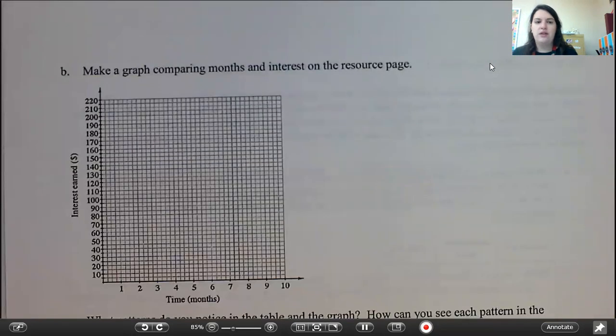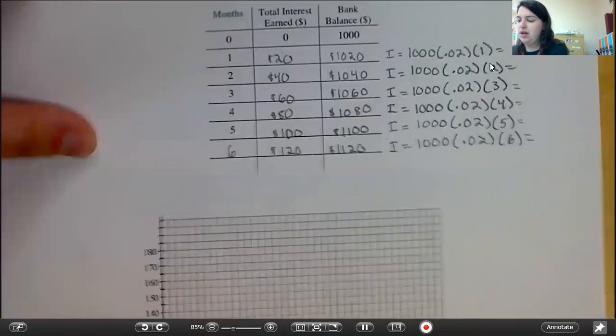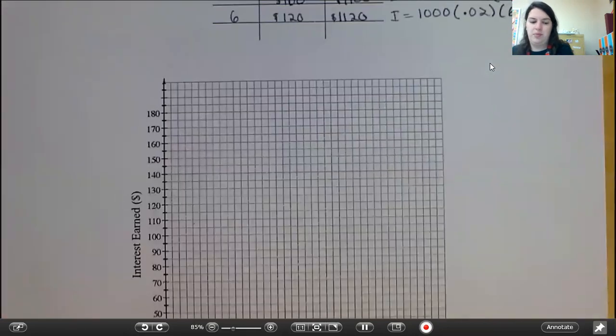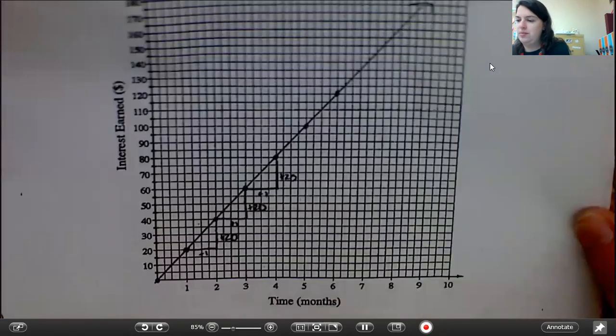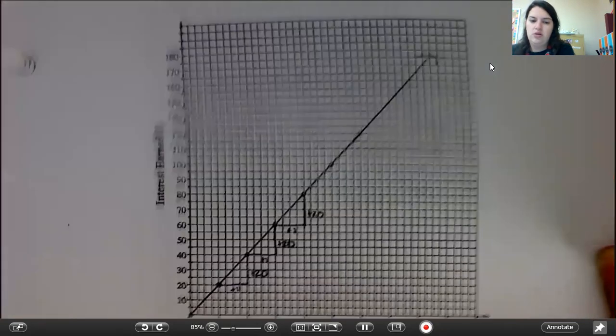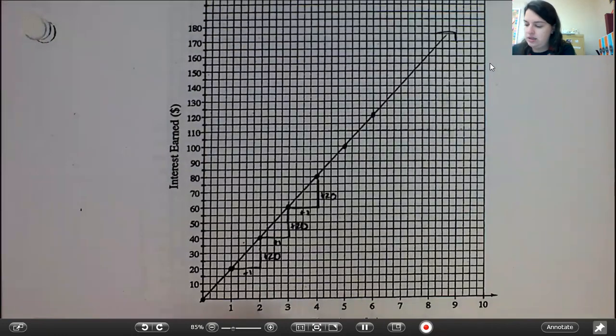B says, make a graph comparing months of interest on the resource page. So if you go back to your resource page where we just were, there's a graph at the bottom. Go ahead and graph those points that you just came up with from the table. If you're back with me, you've made your graph. Let's take a look at mine. Okay, so again, we just got those points from the table. At 1 month, he earned $20 interest. At 2 months, $40, etc. So we know that we are going up 20 and over 1. That is what our slope triangle is.